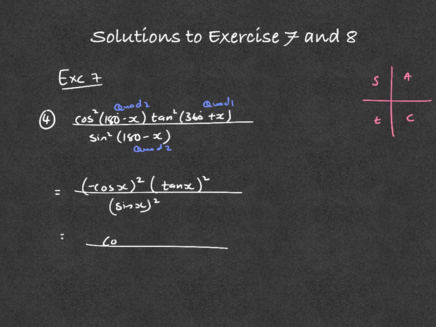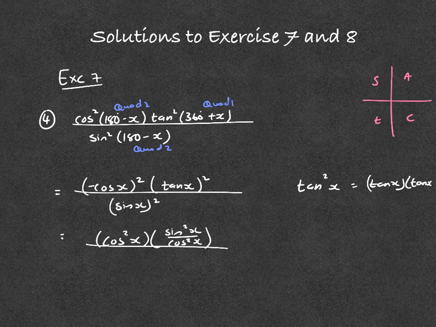So that would mean it is cos squared x times tan squared x, and tan squared x is sin squared x over cos squared x, divided by sin squared x. Just a reminder, why is tan squared x equal to sin squared x over cos squared x? Tan squared x means tan x times tan x. Tan x is sin x over cos x. So it's sin x over cos x times sin x over cos x. So that means it's going to be sin squared x over cos squared x.